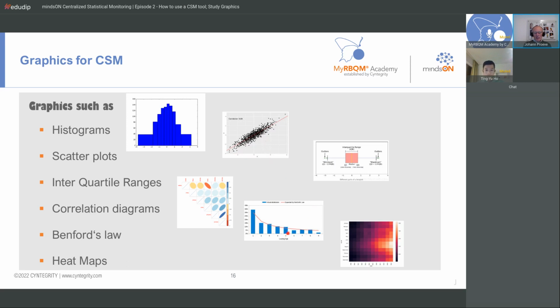Then Benford's law, which is usually used to look at certain data patterns or data manipulations, because humans are not that smart to really make sure that they use the various numbers equally. So that is something that we frequently see. And also heat maps could be quite nice to take a look at the data from the various sites and see where are my outliers, where are sites that deviate from the others, or where are countries that deviate from others, or worst case, where are patients that deviate from others.